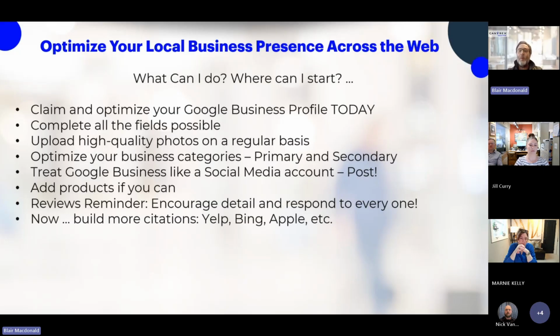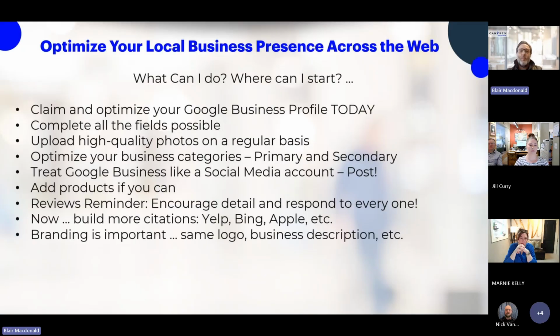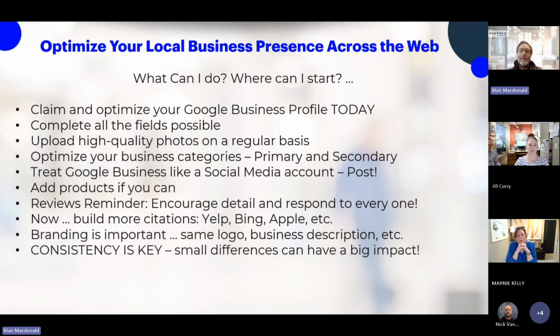Now you want to go out and build more citations. Those are things like Yelp, Bing, Apple Business Connect, etc. Branding is important, so make sure you use the same logo, same descriptions across all those different sources. So whatever you use in Google Business, make sure you use it on those additional sources as well. Consistency is key, right? Small differences can have a big impact.